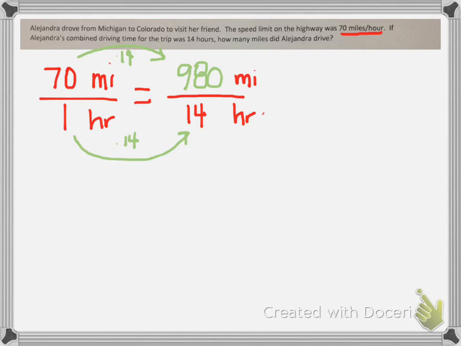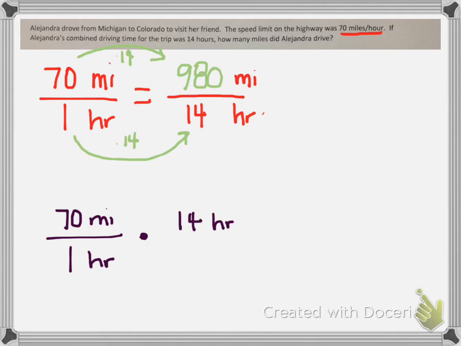Now, you may have been able to look at the question and say to yourself, well, I would just have to multiply here: 70 miles per hour for 14 hours, 70 times 14. And I agree. So let's set that up. 70 miles in 1 hour times 14 hours.